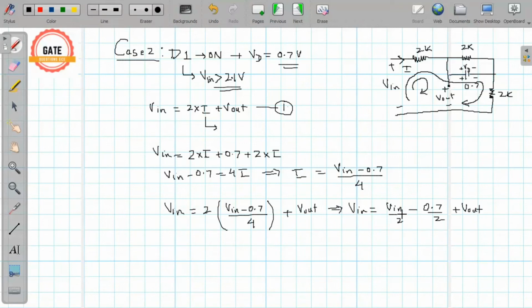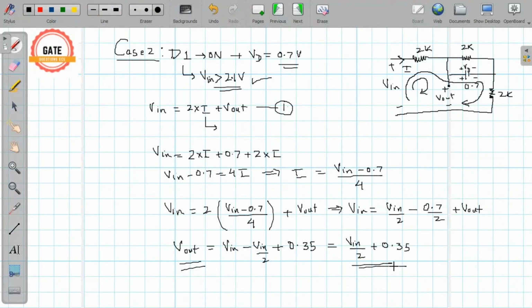So rearranging this, we will get V output will be equal to V input minus V input by 2 plus 0.35. So that will be equal to V in by 2 plus 0.35. So that is the relation between V output and V input in this case, for which V input is greater than 2.1.